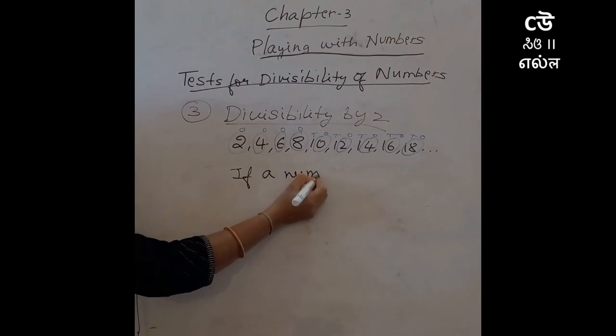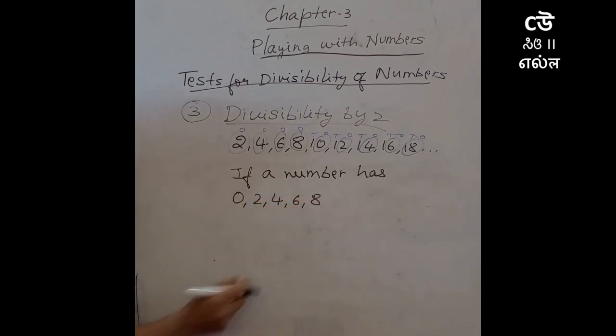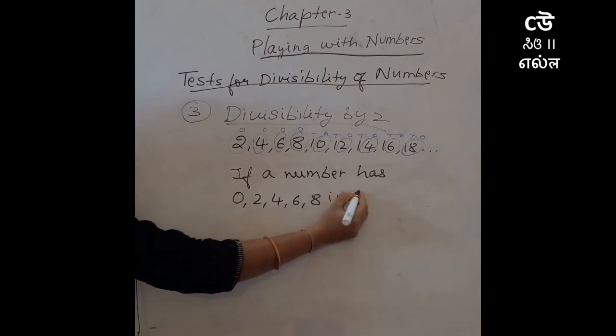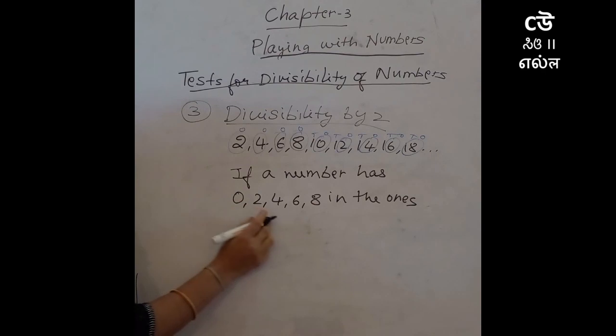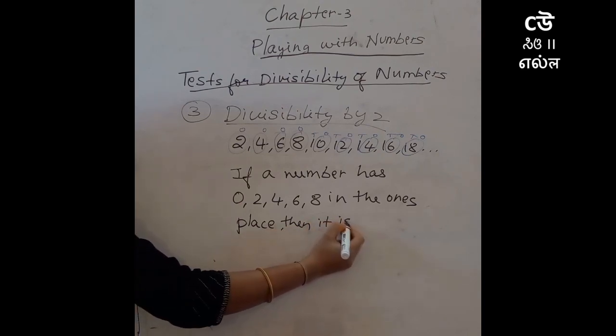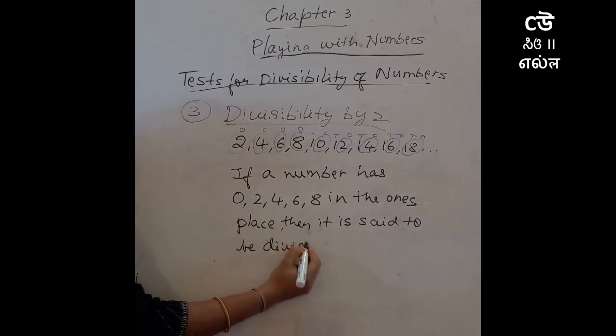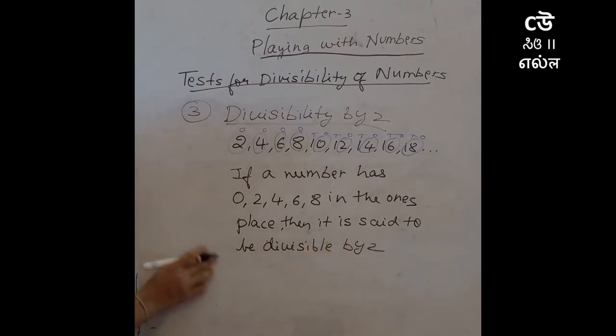If a number has 0, 2, 4, 6, 8 in the ones place, then it is said to be divisible by 2. If you see the ones place and find 0, 2, 4, 6, 8, then you can tell that particular number is divisible by 2. So here also we can take some examples.